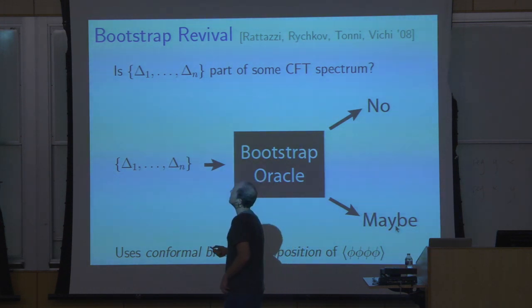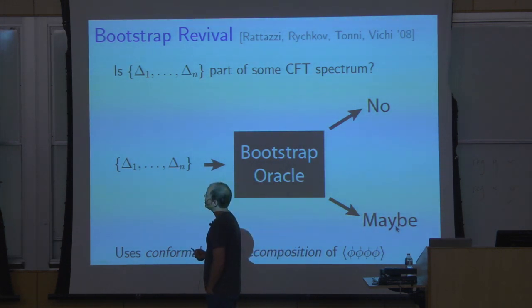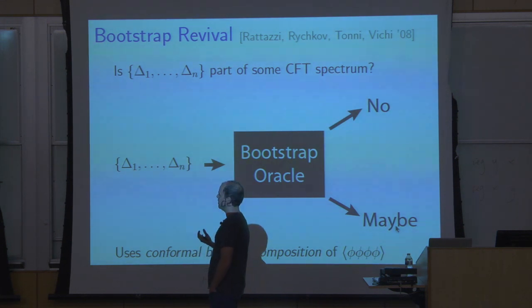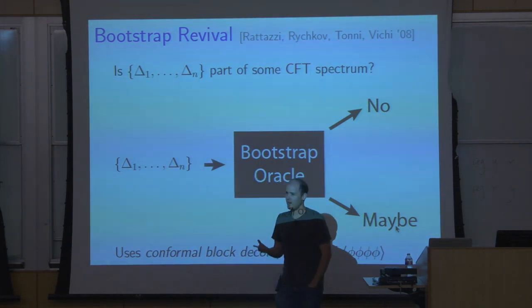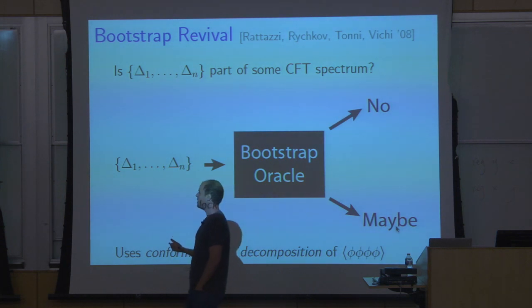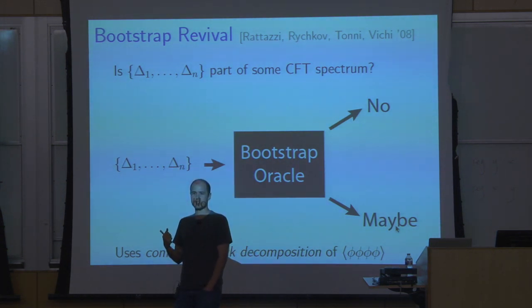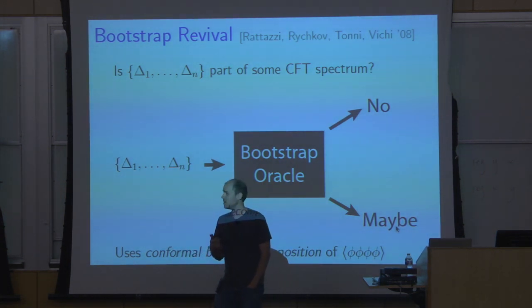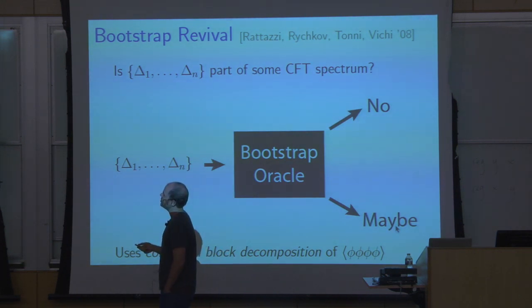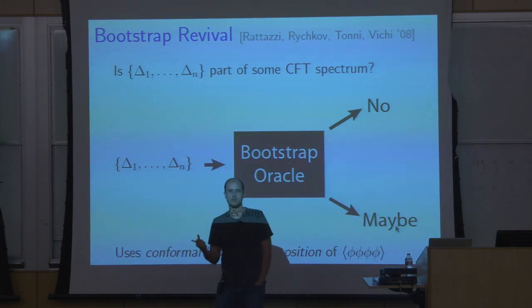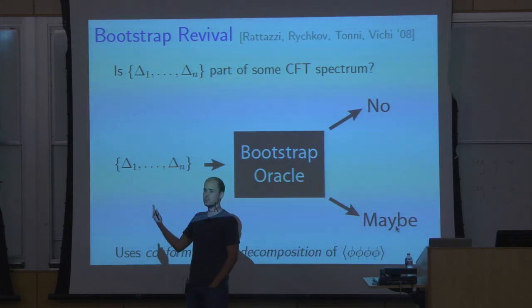So this group, Bertazzi, Rychkov, Tonni, and Vichi in 2008, showed that one could define an oracle. One could construct an oracle that can answer partial questions about CFTs. What you do is you take a list of numbers and you ask, is this list of numbers possibly part of the spectrum of a CFT? By spectrum, I just mean the list of dimensions.